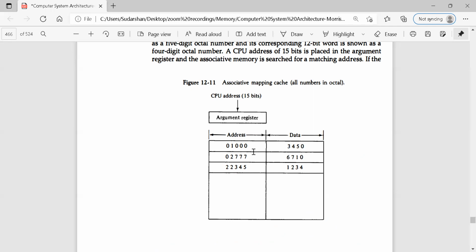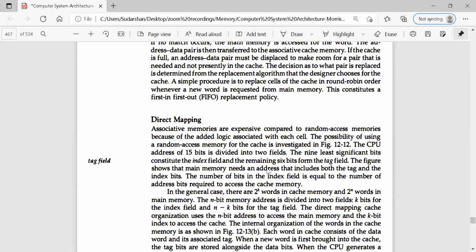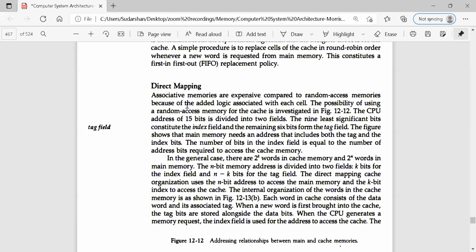Why? Because you have to store not only the content or the data, what is required, plus it requires match logic, and you have to perform comparison in parallel. Therefore, that makes your content addressable memory, or your associative mapping technique, very highly expensive. So to avoid that, we go in for the next technique, and that technique is called direct mapping.